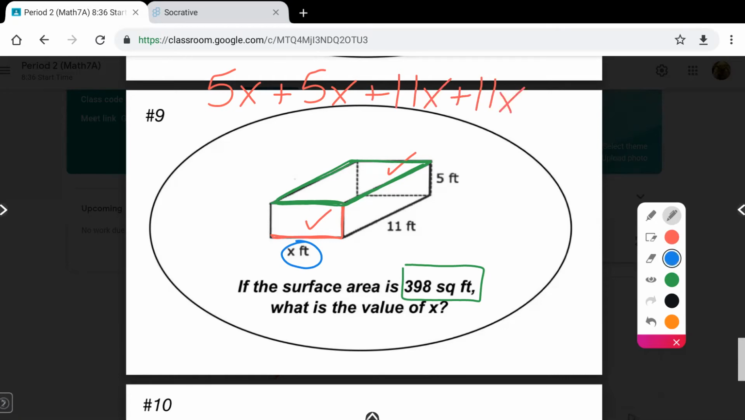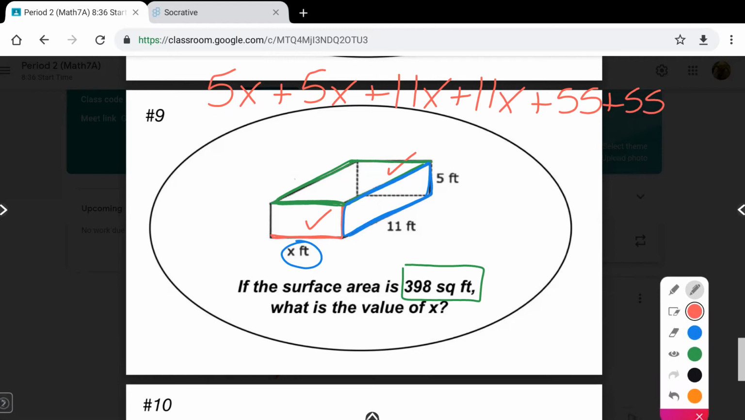Last but not least, I got my side faces here, and these guys are 11 by 5. Okay, 11 by 5. So when I multiply them together, check it out. I get numbers. 11 times 5 is going to be 55 for the right, and then 55 for the left because they're identical to one another. So let's combine this together. Let's add all this stuff up.